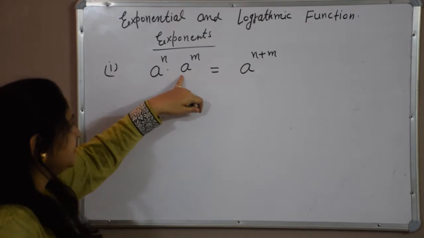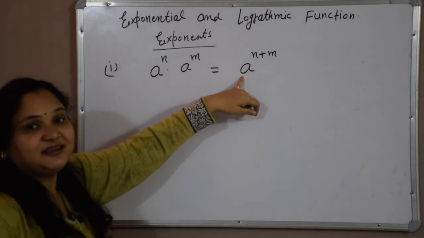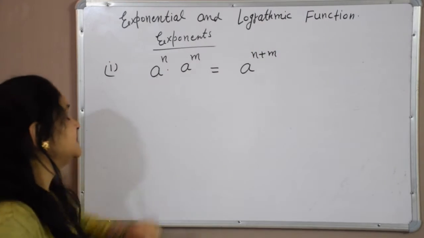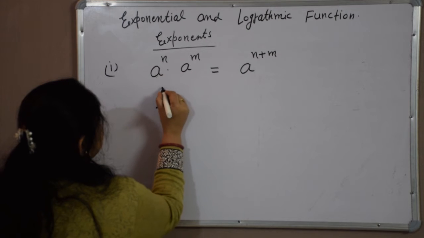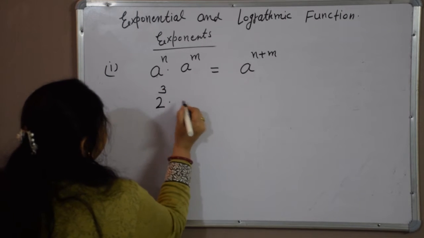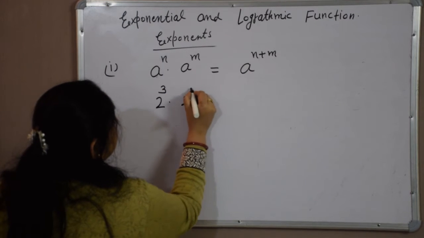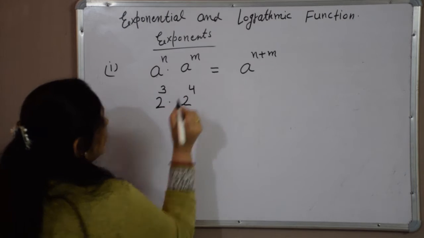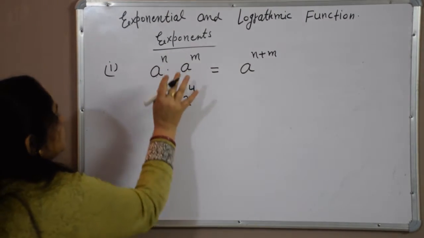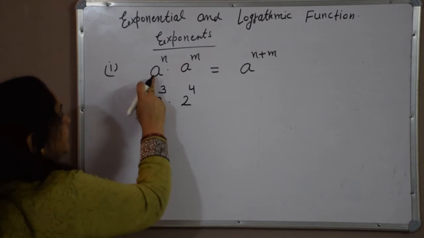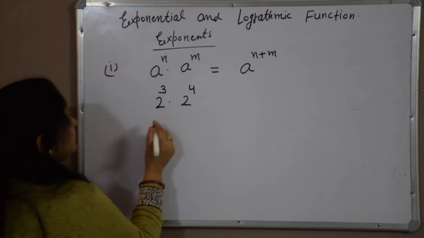Total number is getting multiplied, but if we are taking the base as one time, the powers get added. See the example. Suppose I have 2 raised to power 3 into 2 raised to power 4. First of all, I will solve it on the left hand side as simply a raised to power m into a raised to power n.